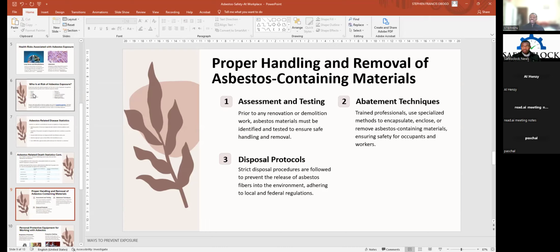So you know how to apply what we call abatement techniques, using professional specialized methods to encapsulate or capture it. This aspect comes in the form of engineering control. The assessment might come as an administrative control. Also, disposal protocol or procedure: we should be able to follow a strict disposal procedure that we have locally and internationally in order to prevent exposure to asbestos in the workplace and in the general public at large.